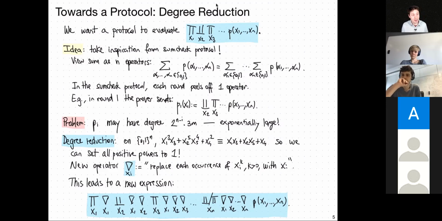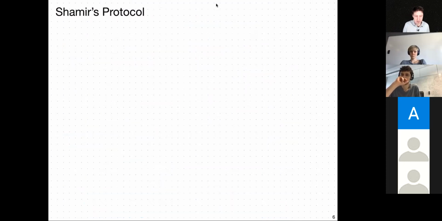All right, so now we have a new expression that has the same value as the old expression, but if you look inside halfway through these operators, we don't have degrees blowing up. So we are left to design a protocol that will systematically peel off one operator at a time, ideally with some error that is not too big, so that if the error in each round is on the order of 1 over the number of operators, then we can get to the end of peeling off all the operators with, say, constant soundness error, okay? That is what we're going to do now, and that is Shamir's protocol, okay?